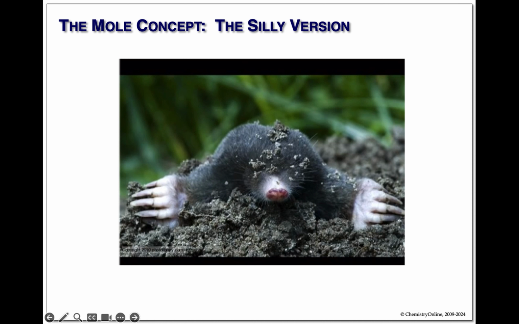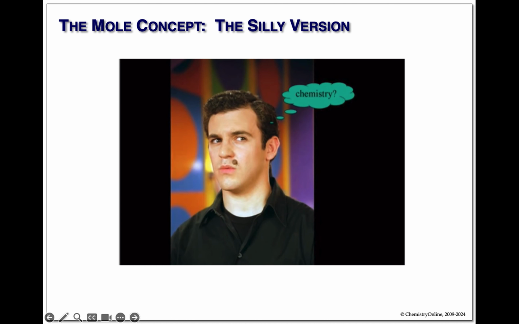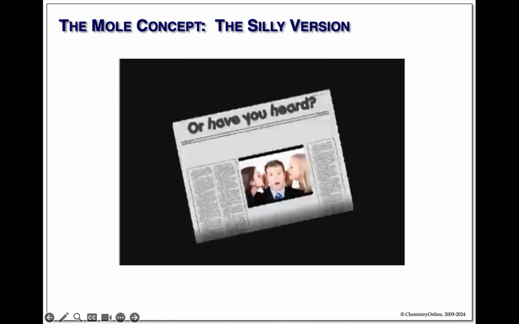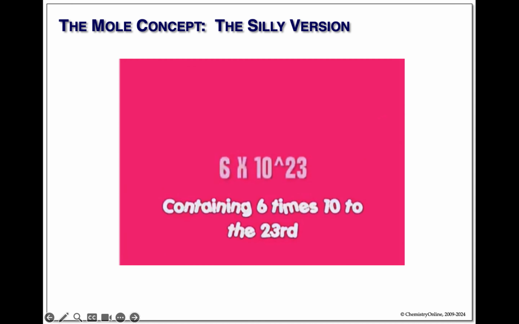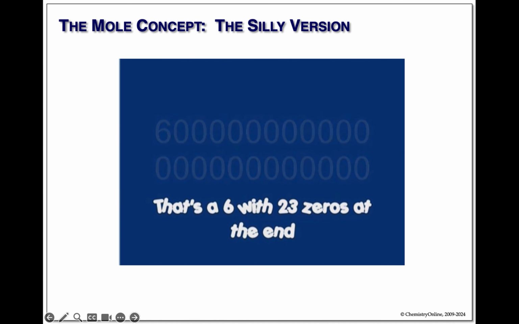Is an animal that burrows in the ground, or a spot on your chin that you gotta shave around. But there's another kind of mole of interest to me. That's the kind of mole they use in chemistry. A mole is a unit, or have you heard, containing 6 times 10 to the 23rd. That's a 6 with 23 zeros at the end. Much too big a number to comprehend.